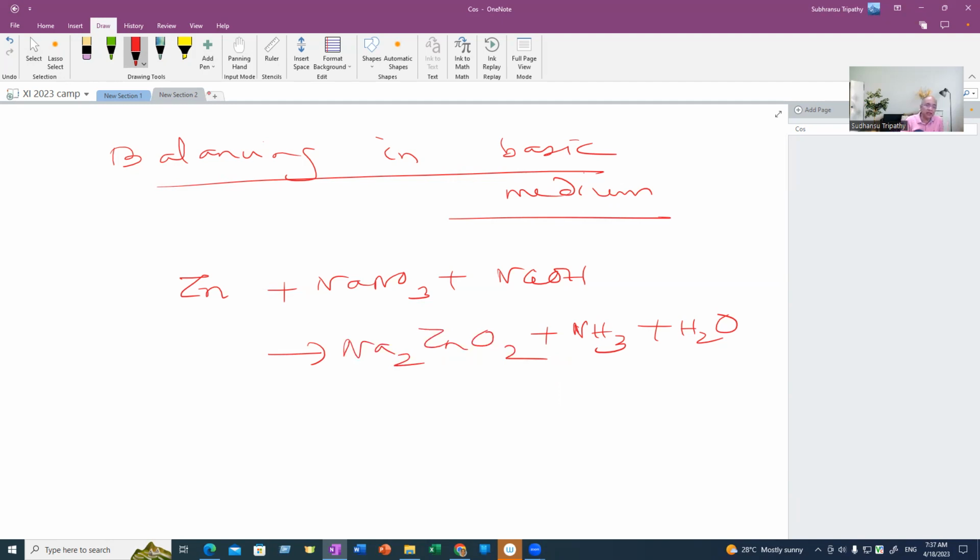Zinc will enter into, I'll explain amphoterism, so it will be forming zincate salt, sodium zincate plus ammonia plus water. So zinc and sodium will remain together, one in the positive ion, one in the negative ion. I'm so sorry that I don't find words to express my anguish, my sorrow, to have written wrongly. One of the products is sodium zincate, not zinc nitrate.